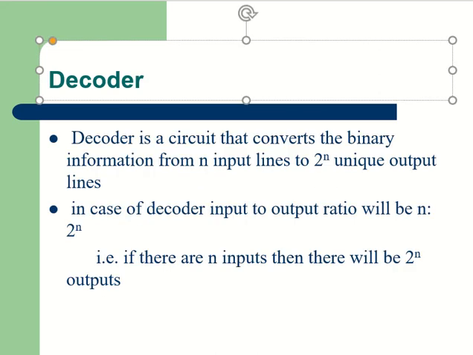With this, let us move on to the next combinational circuit, which is called a decoder. A decoder is a circuit that converts binary information from n input lines to 2 to the power of n unique output lines. That is, you have an n-digit code that will be converted into a code of the form 2 to the power of n. So if there are n inputs, then there will be 2 to the power of n outputs.